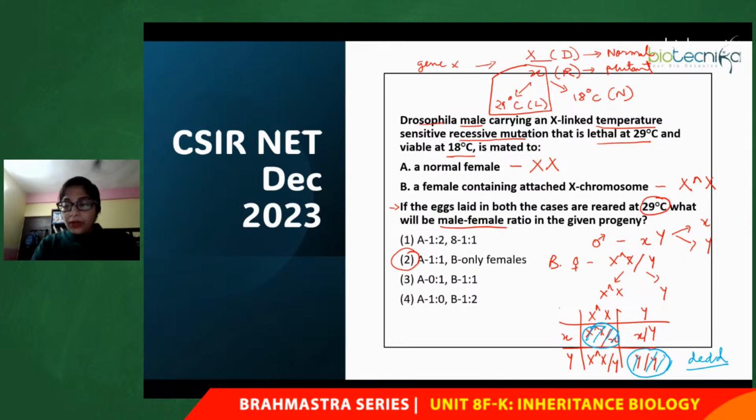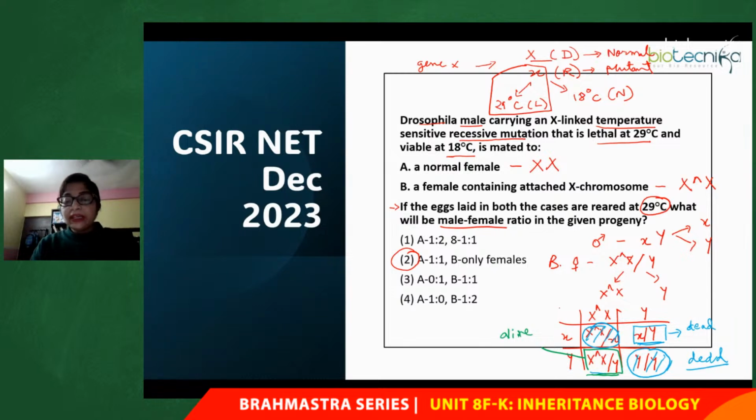Now what about this part? This part will also be dead. Why? Because of the X-linked recessive mutation. Because the embryo will be reared at 29 degrees Celsius, in which the mutation acts as a lethal mutation, this part of the progeny will also be dead. So who is alive? Only this part. This progeny is alive, right?